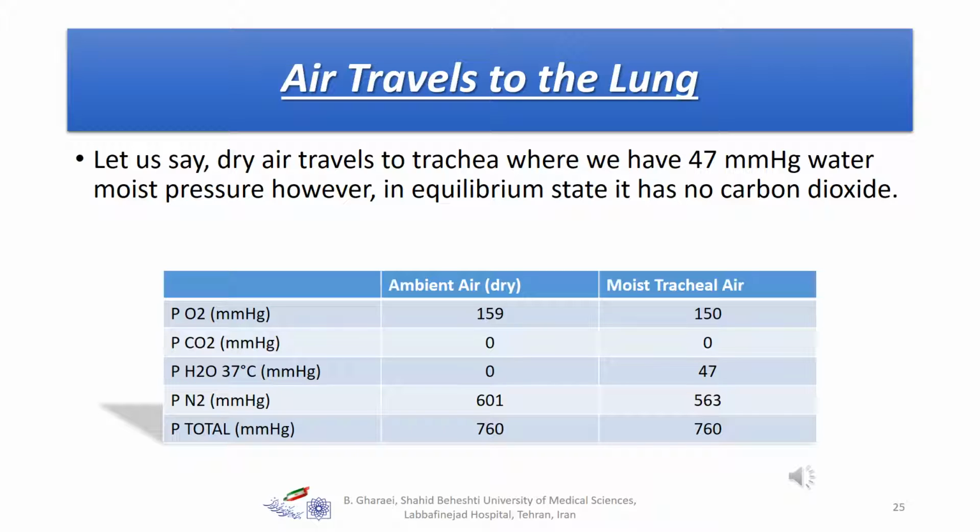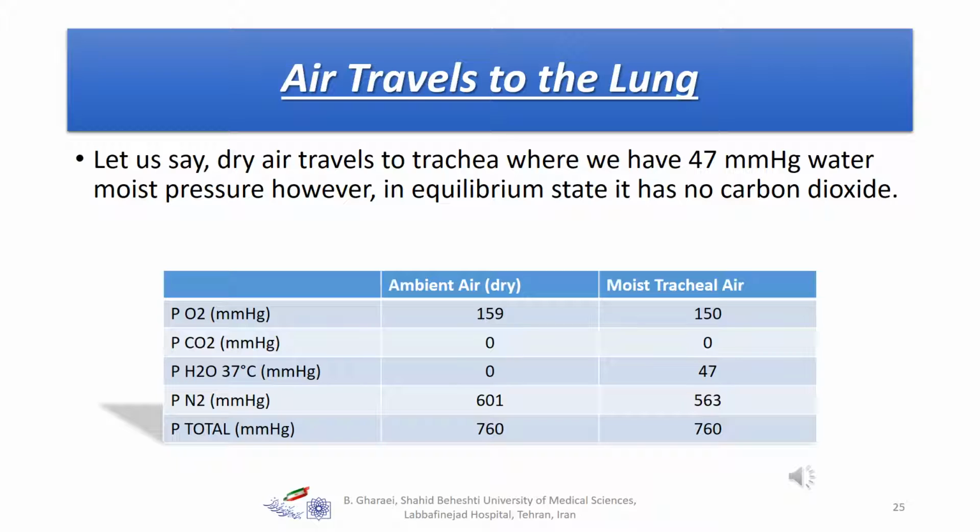the partial pressure of oxygen in ambient dry air would be 159 millimeters of mercury. We will have little or no carbon dioxide in air. In dry air, we do not have any water. We have about 600 millimeters of nitrogen, and the total pressure would be 760.